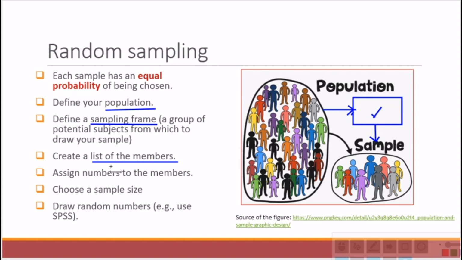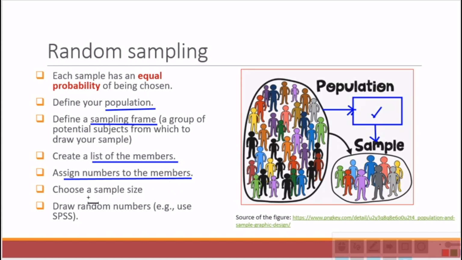If we have the list of the members, it will be easy to assign numbers to those members. Then we should assign numbers. For example, we have a list of 200 students, then the numbers will move from 1 to 200.